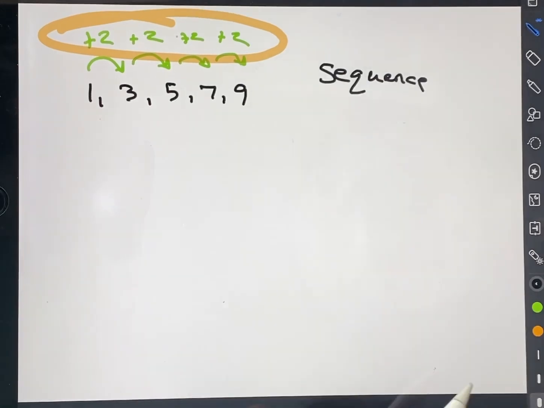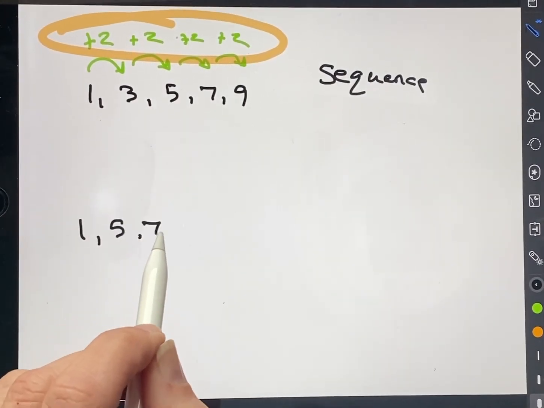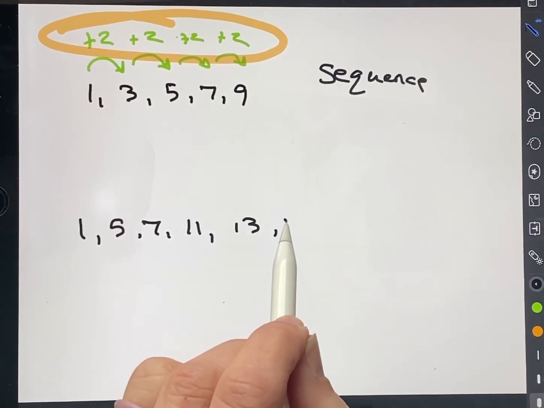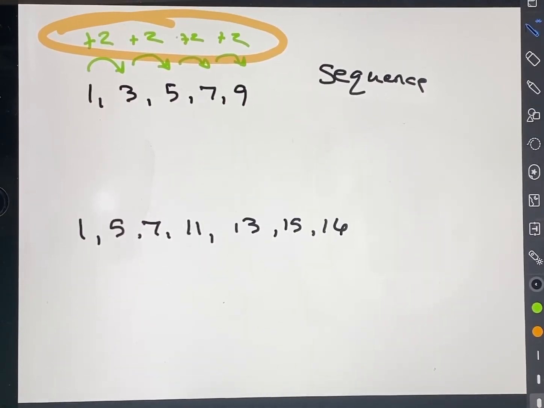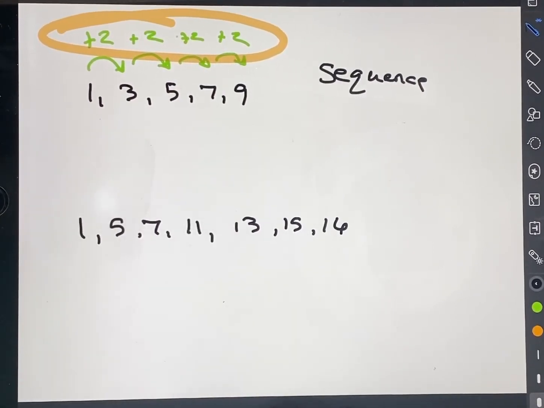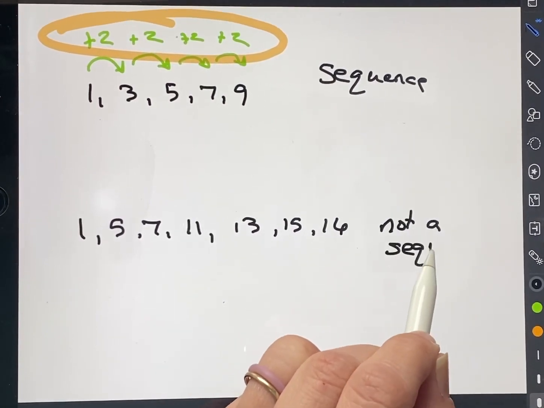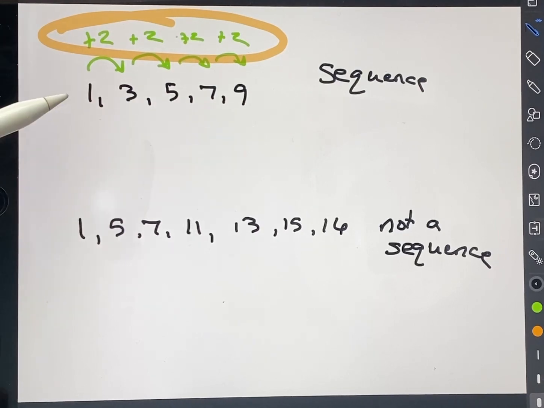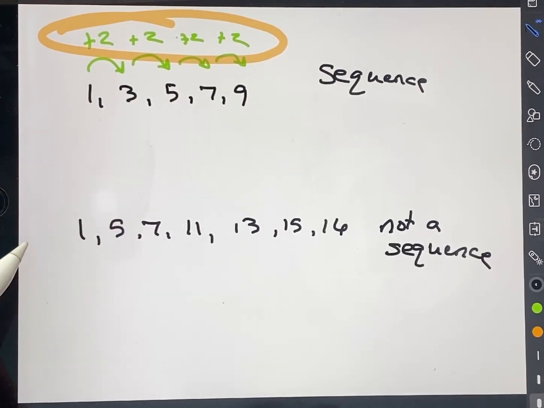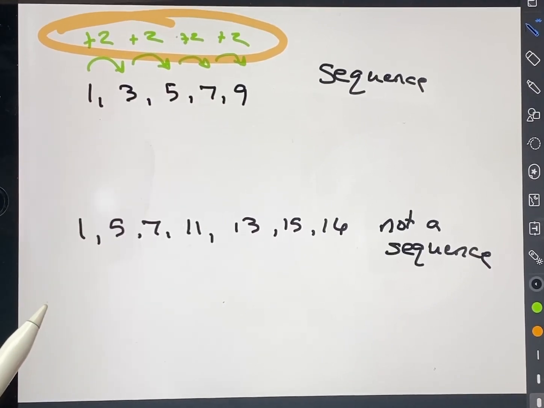Now, if we have a list of numbers, maybe 1, 5, 7, 11, 13, 15, and 16, this is also a list of numbers. However, when we are going from one number to the next, they have nothing in common. There's no pattern and no way to get from the first number to the second number and make that consistent all the way down your line. This is not a sequence. So first and foremost, we have to have a pattern for there to be a sequence. And just because there is a list of numbers does not mean that there is a sequence there.